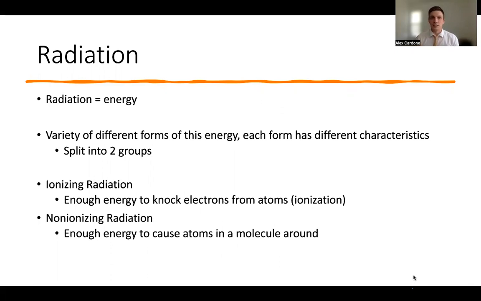Radiation is energy that's either stored or being released. There's a variety of different forms of energy with different characteristics, but typically it's split into two groups that we're going to go over: ionizing radiation and non-ionizing radiation. Ionizing radiation means that the radioactive source or the atoms themselves have enough energy to knock electrons away from the atom. That itself is defined as ionization. Whereas non-ionizing radiation means that the energy has enough for the atom to vibrate and move around, but not enough energy to punch an electron through.